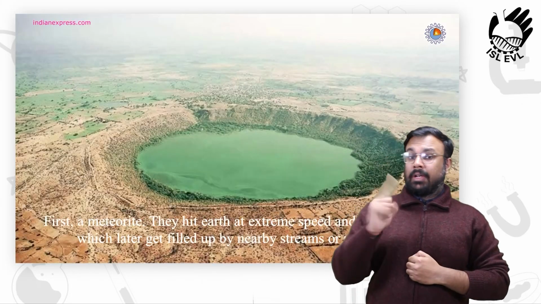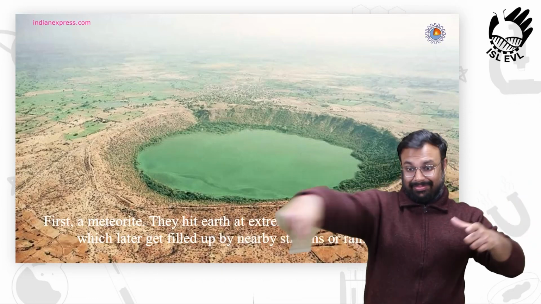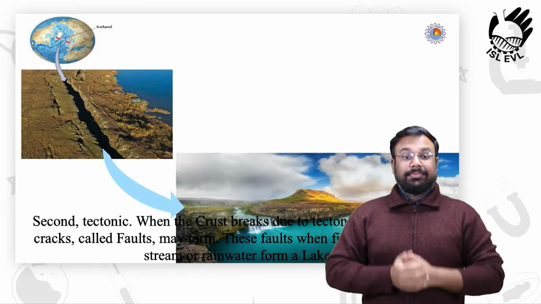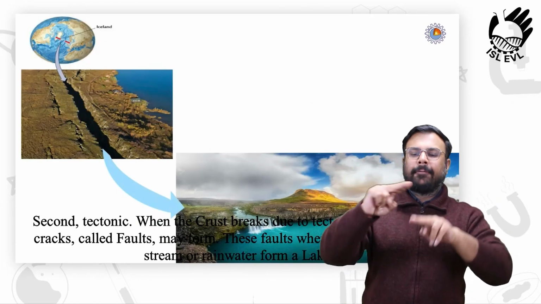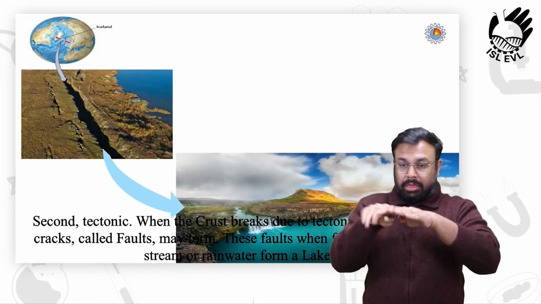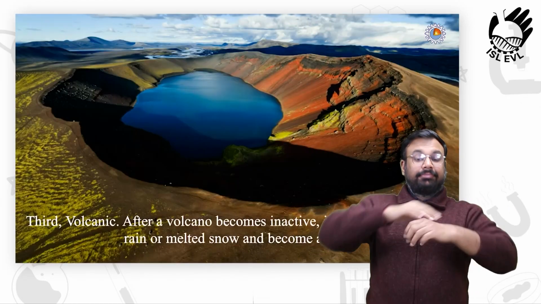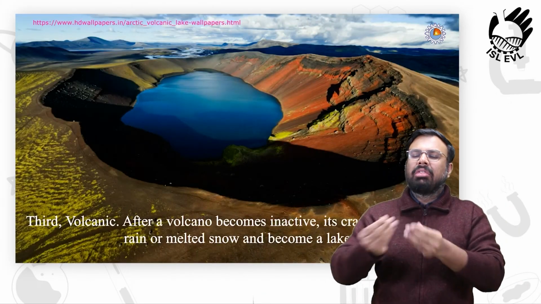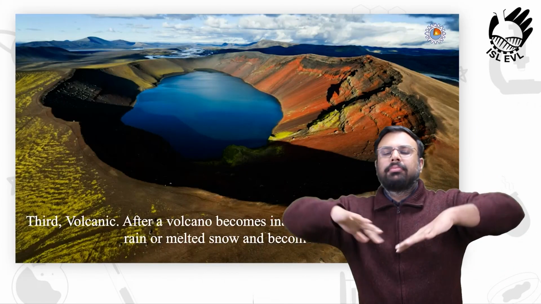First, a meteorite. They hit Earth at extreme speed and create basins which later get filled up by nearby streams or rainwater. Second, tectonic. When the crust breaks due to tectonic activities, deep cracks called faults may form. This fault, when filled with a nearby stream or rainwater, forms a lake. Third, volcanic. After a volcano becomes inactive, its crater may fill with rain or melted snow and become a lake.